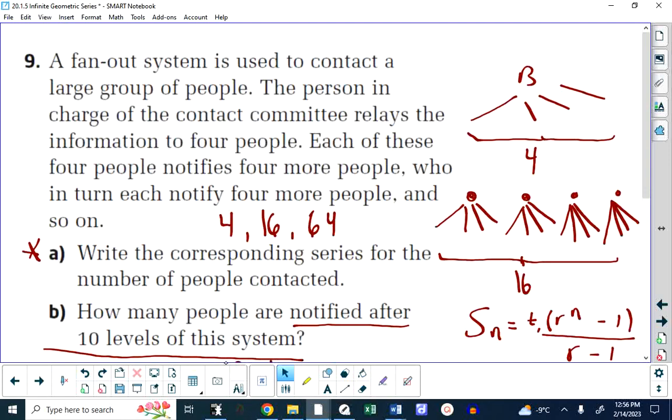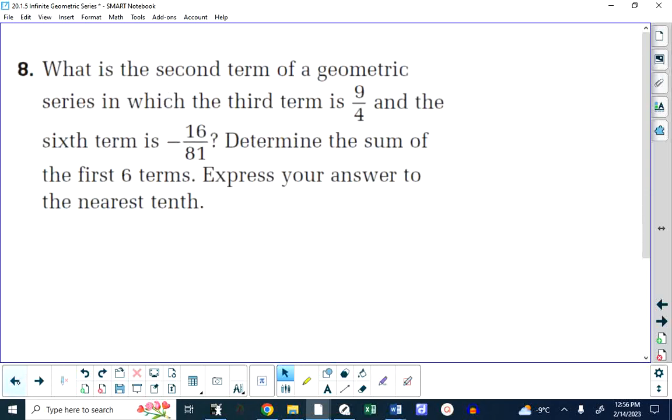Go ahead, Ashira. Question 8? So what is the second term of a geometric series in which the third term has a value and the sixth term has a value?